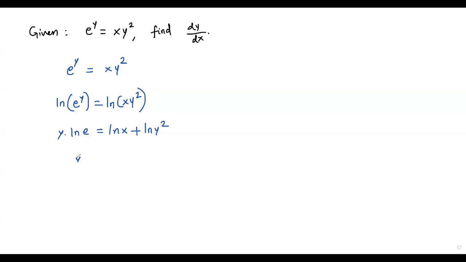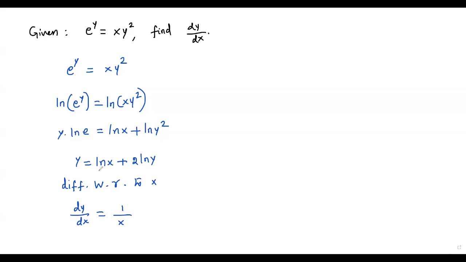1 times y is just y. I get ln x plus, and I can use the power rule of logarithm. That is, the exponent can be moved in front of the logarithm. Then I'm getting 2 times ln y. Okay, now I can find the derivative with respect to x easily. Let me write. So differentiate with respect to x. Okay, when I find the derivative of y with respect to x, I just get dy over dx. And the derivative of ln x is, whenever I find the derivative of a natural logarithm, I have to write 1 in the numerator. In the denominator, whatever argument I have for the logarithm has to be written.